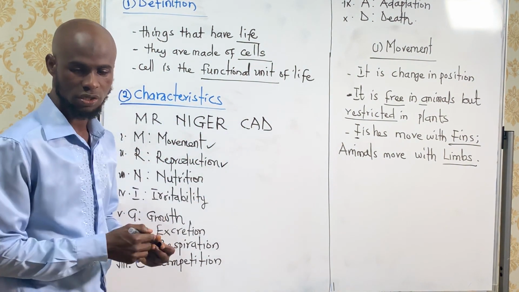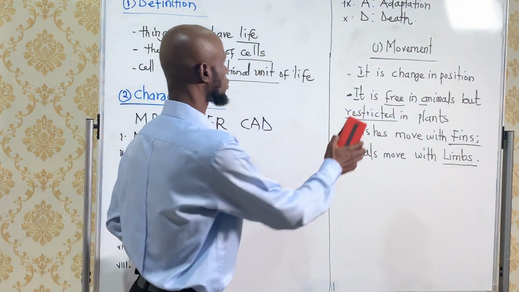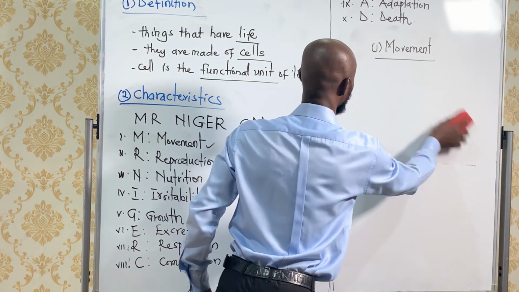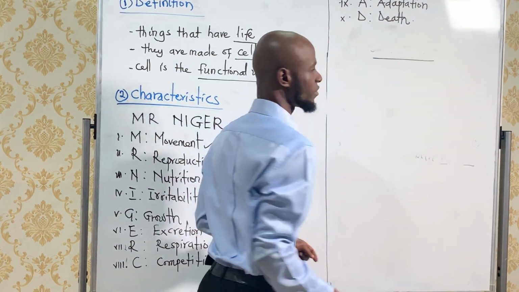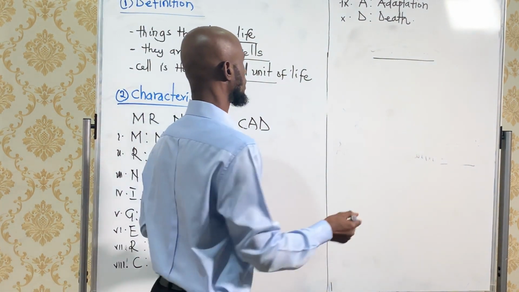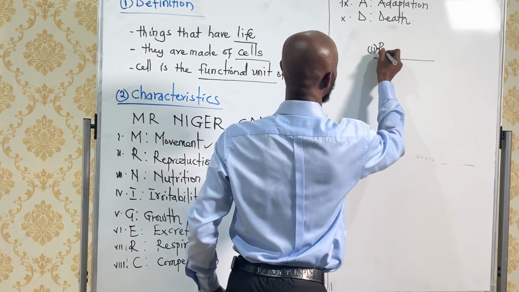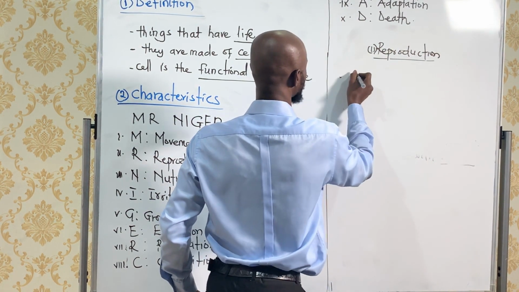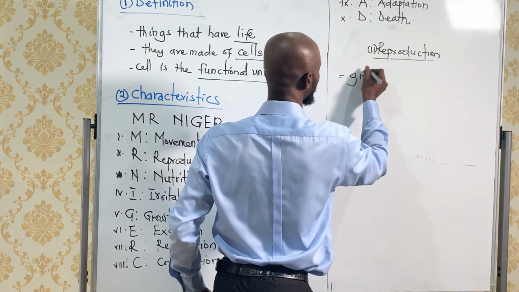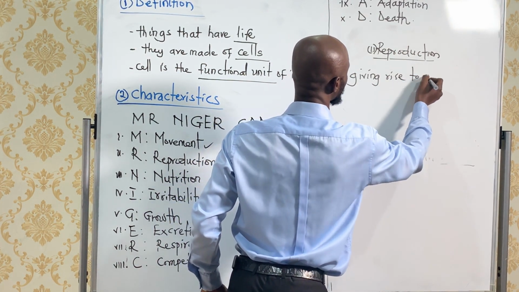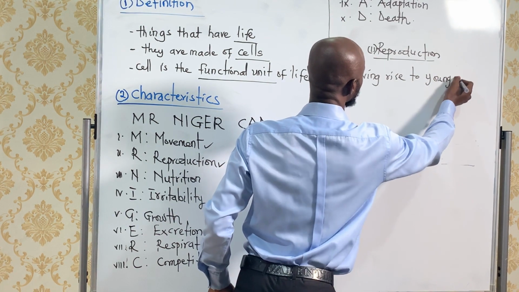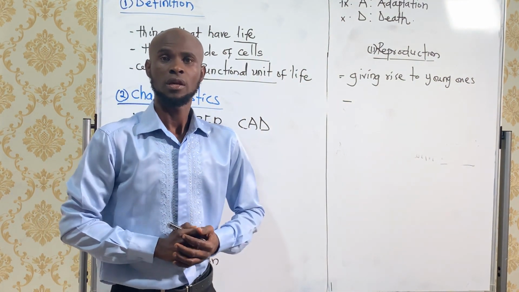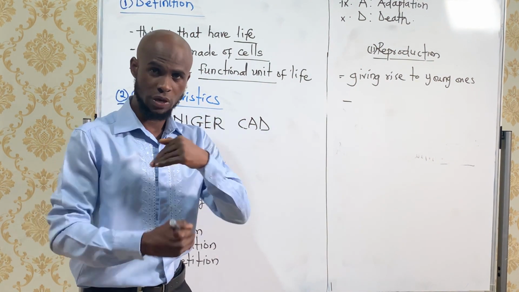Now we want to talk about reproduction. So what do you suggest as the meaning or definition for reproduction? Reproduction can be defined as giving rise to offsprings. The offsprings are called the young ones. The reason for reproduction is very clear. The reason for reproduction is for life to be able to continue.